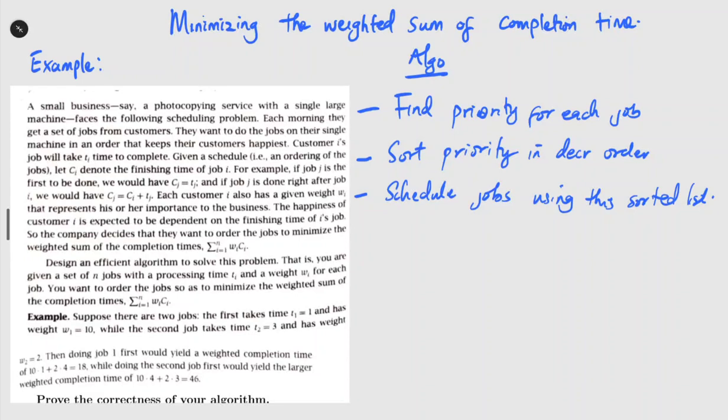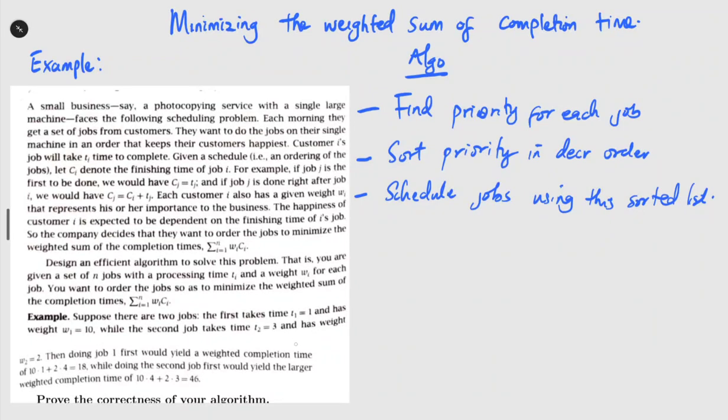So to prove this, we would use... so far I hope that everything is super clear. Let me reiterate everything I've said so far. We want to schedule these jobs based on two variables: the weight, which signifies the importance of each customer to the company, and the time of the jobs.